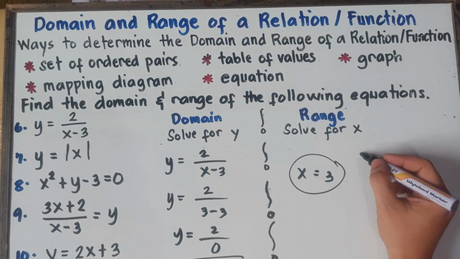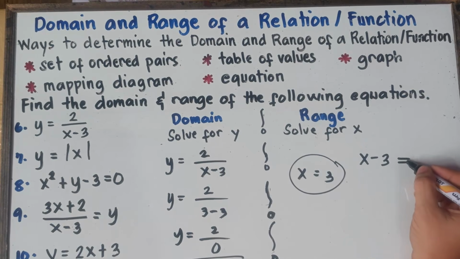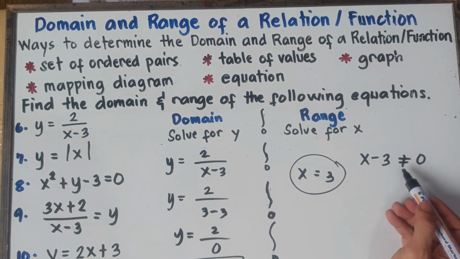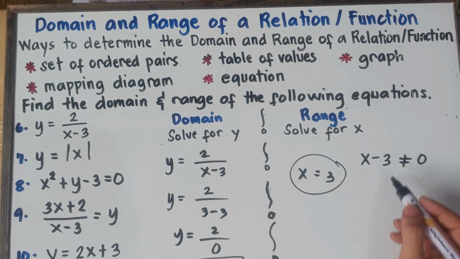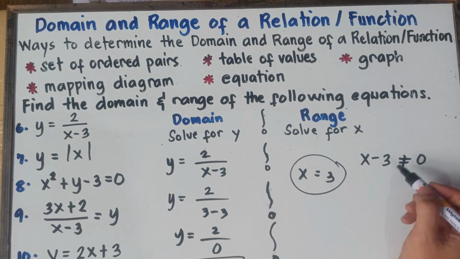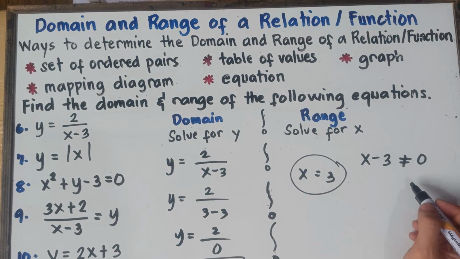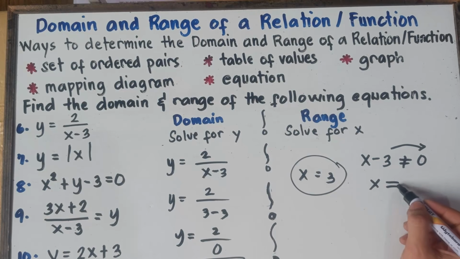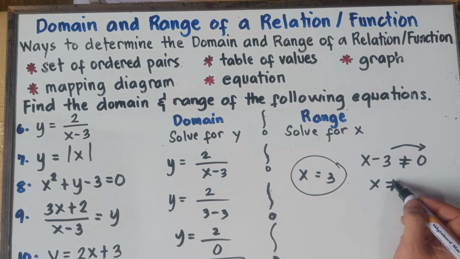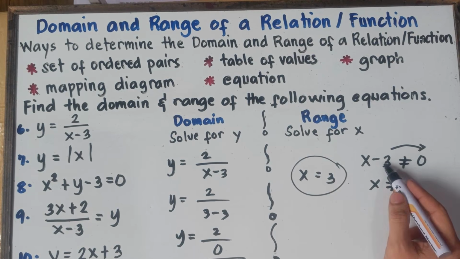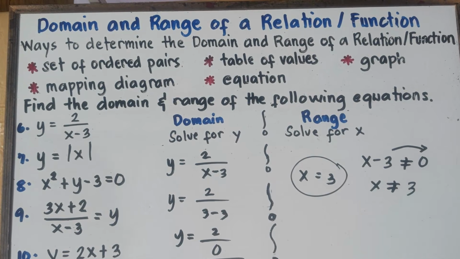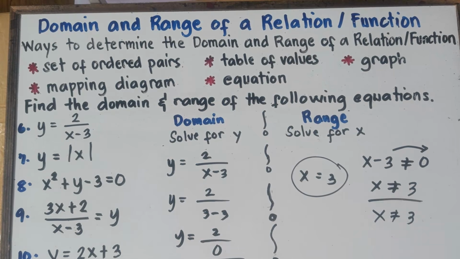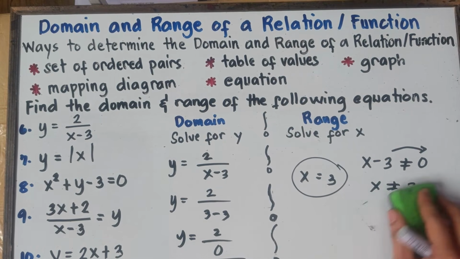So we can say x minus 3 should not be equal to 0. Then find the value of x. We can transpose negative 3 from left to right, or simply add 3 to both sides. When you transfer a term across the not equal sign, you change the sign: negative 3 becomes positive 3. So x should not be equal to positive 3.